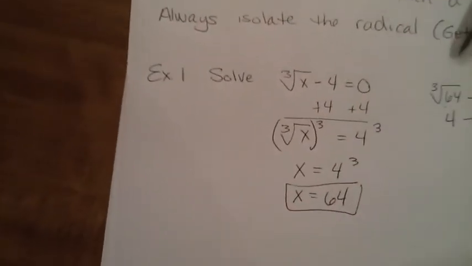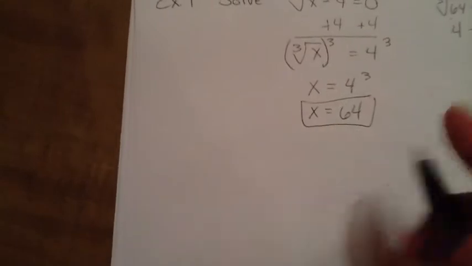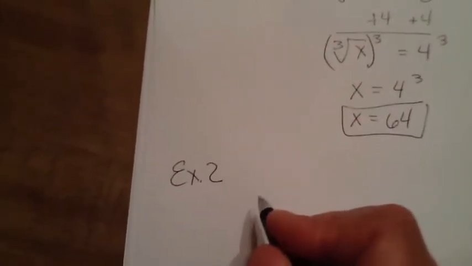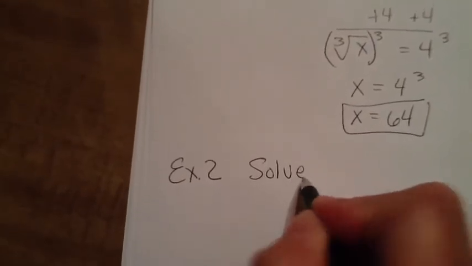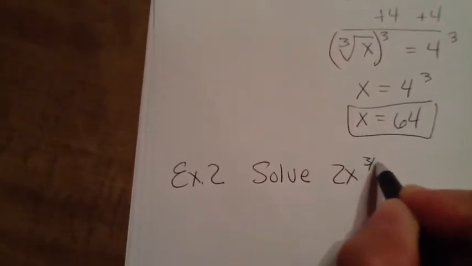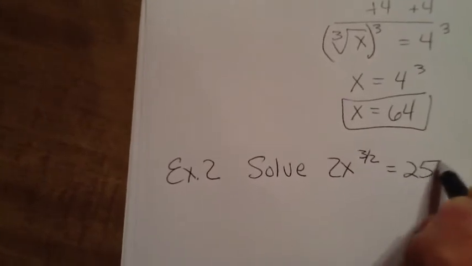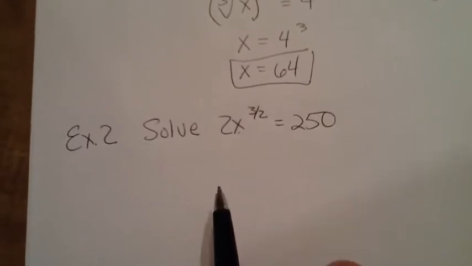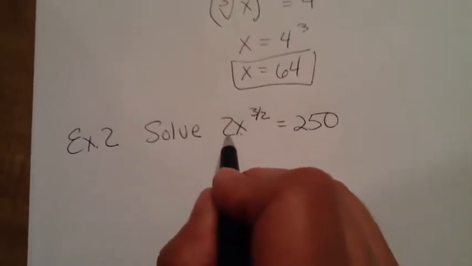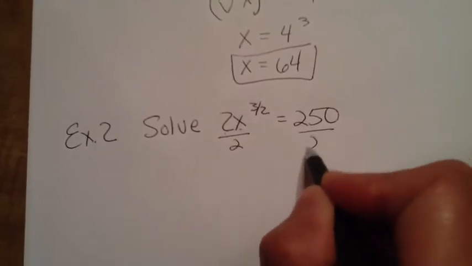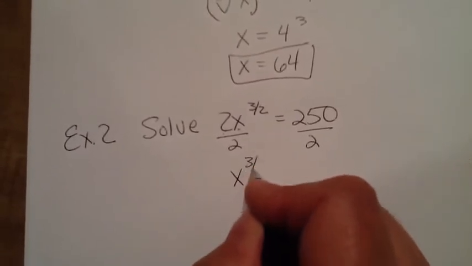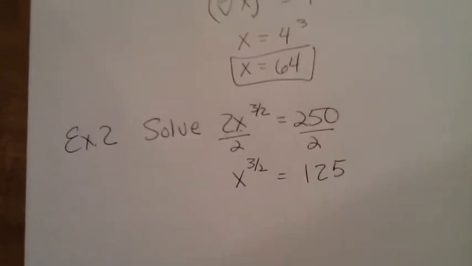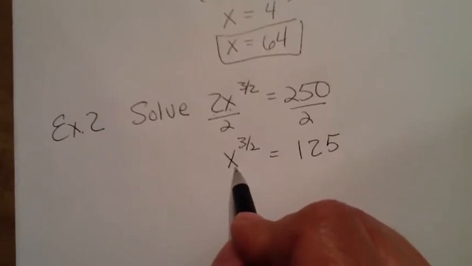Now what happens if I have exponents instead of nice radicals? Well, let's look at this next example. Example 2. I want to solve 2x to the 3 halves equals 250. Now the goal is to get this x to the 3 halves by itself. So if this is multiplied, I need to divide the 2. So now I got x to the 3 halves equals 125.